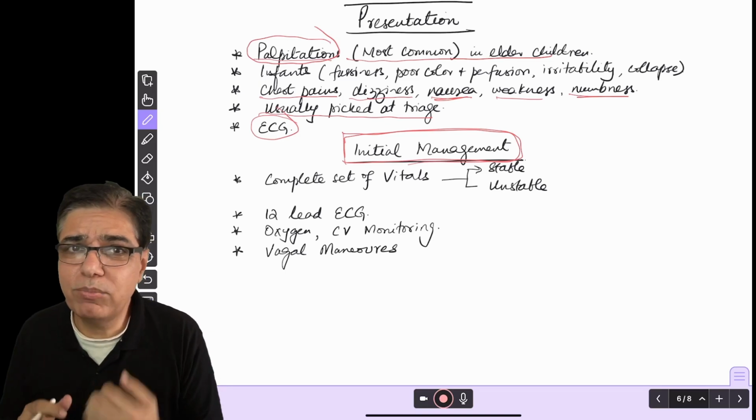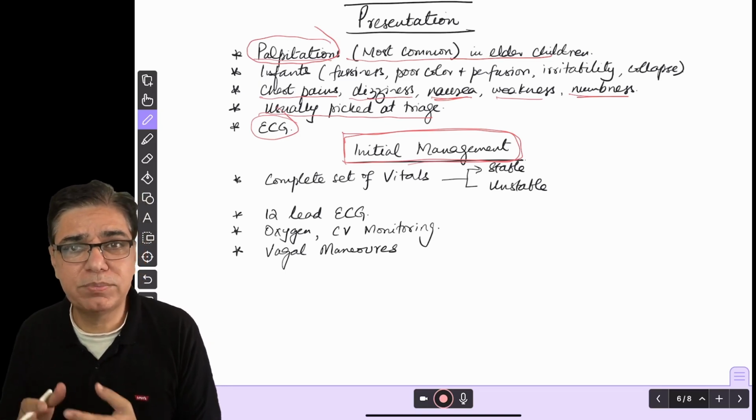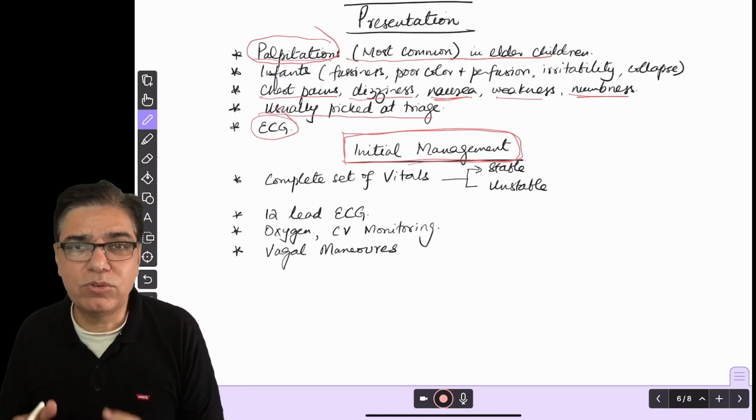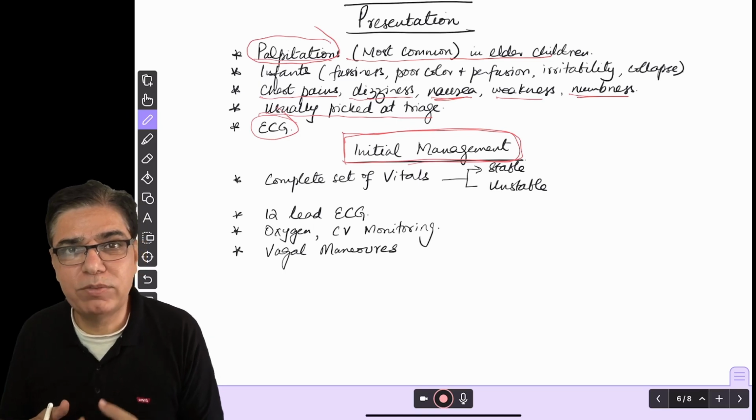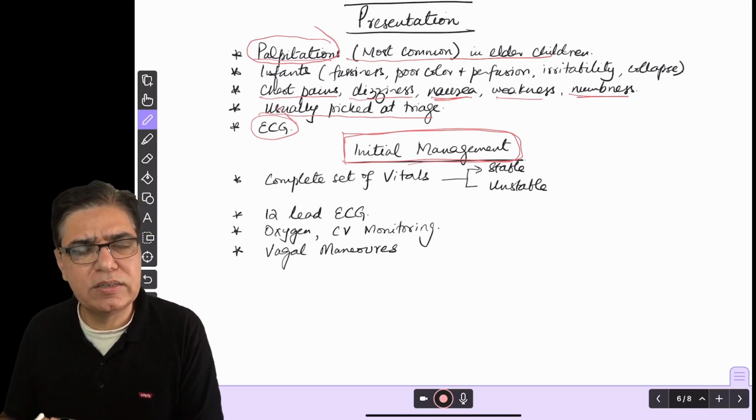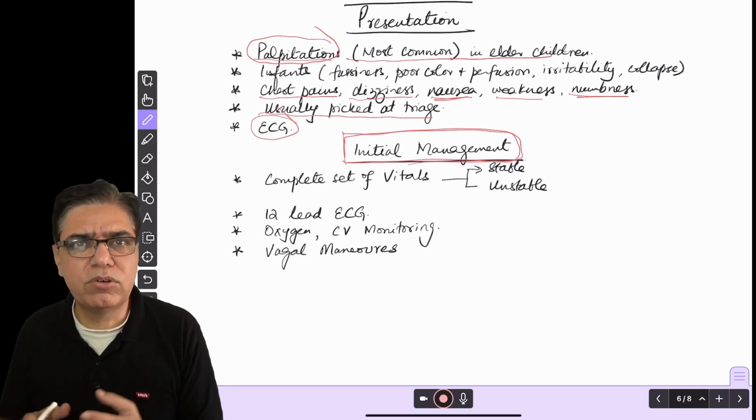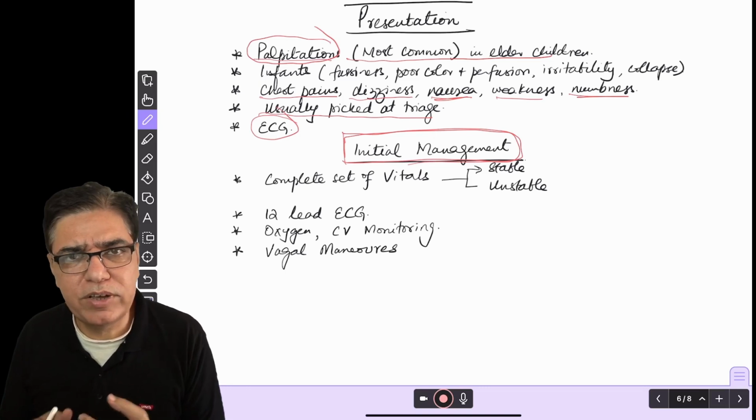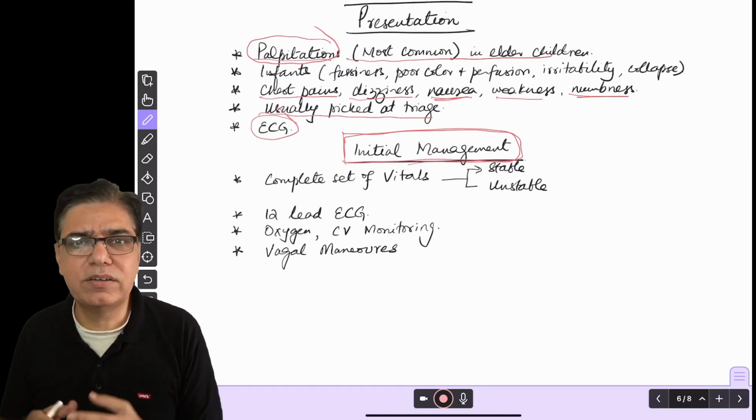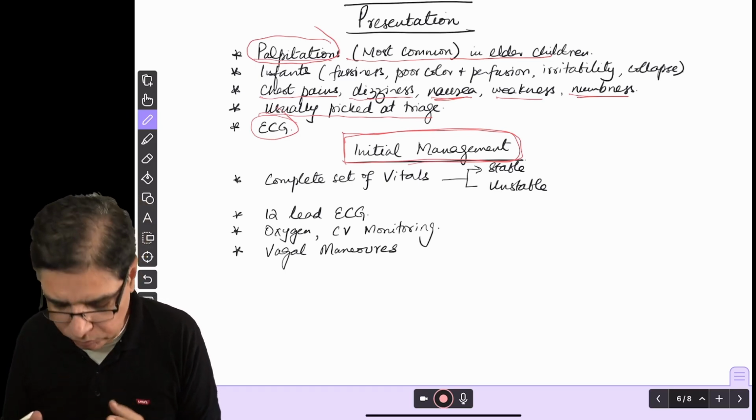You need to attach the monitors. You need to start them on high flow oxygen, at least 15 liters per minute through a non-rebreathable mask, because these conditions might be associated with poor cardiac output, which would lead to oxygenation problems. Access IV lines, because the medications would have to be given intravenously. Secure at least one IV line, and if you can, two.